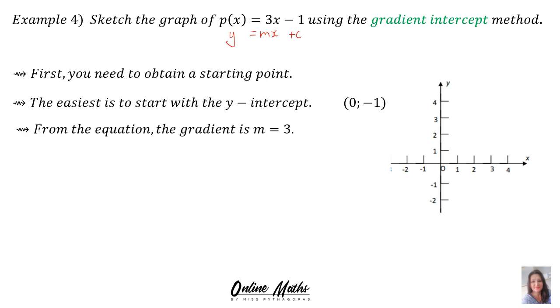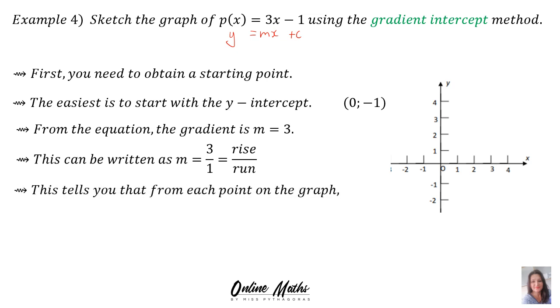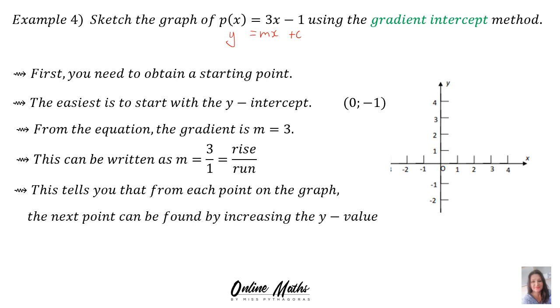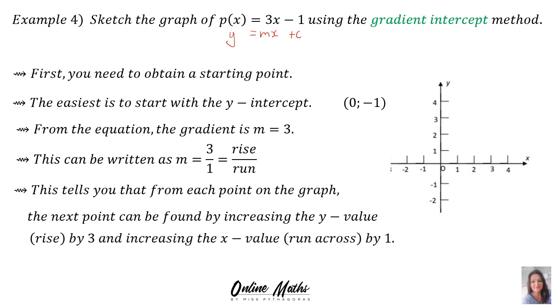From the equation, the gradient m is equal to 3. Now this can be written as m is 3 over 1, and that means rise over run. So it works like this. This tells you that from each point on the graph, the next point can be found by increasing the y value, you rise by 3, and increasing the x value, you run across by 1.